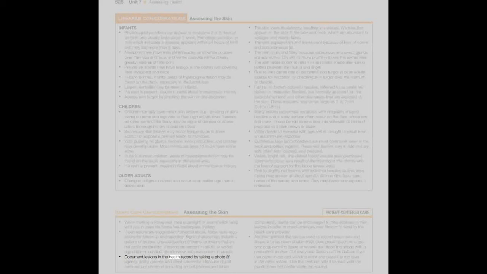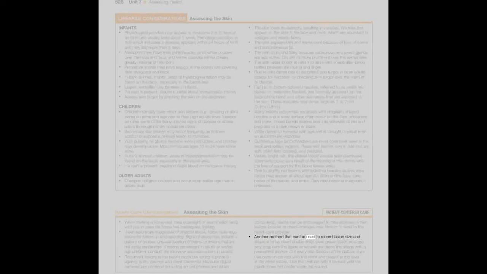Document lesions in the health record by taking a photo, if agency policy permits and client consents. Because digital cameras are common, including on cell phones and tablet computers, clients can be encouraged to take pictures of their lesions in order to check changes over time, or to send to the health care provider.